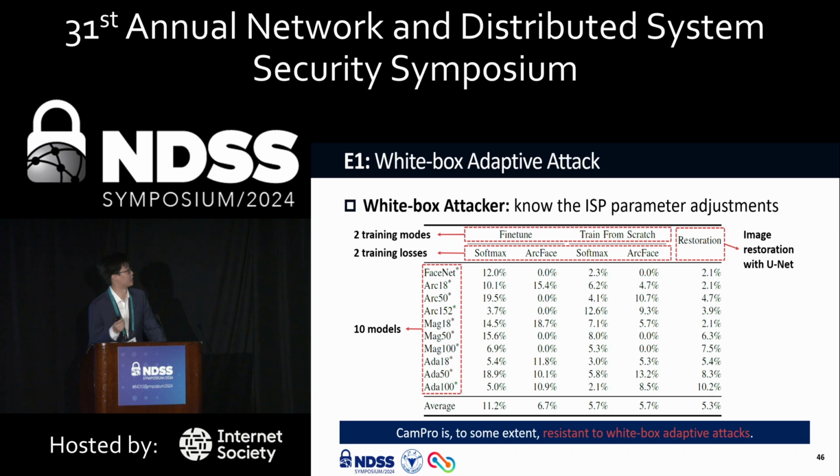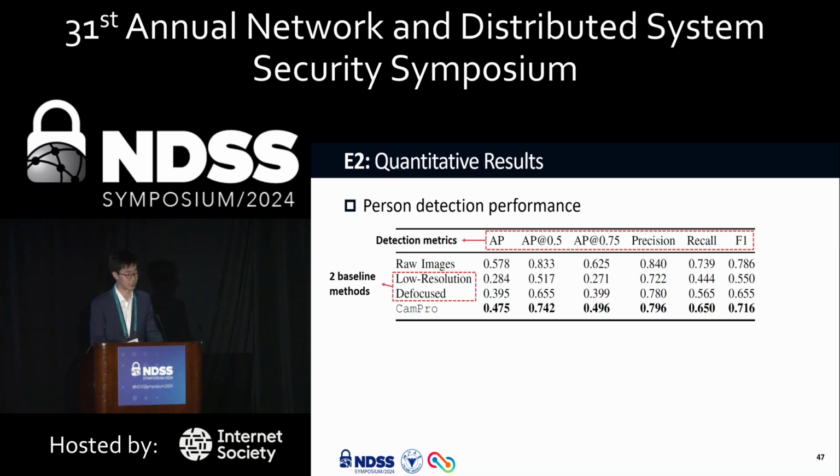The second one is to restore the original images from the protected ones. To align with our image enhancement, we employ the same architecture, UNet, to perform image restoration. Among all experiments, the highest accuracy is less than 20%, which indicates that CamPro is resistant to white box adaptive attacks. Next, we evaluate the utility.